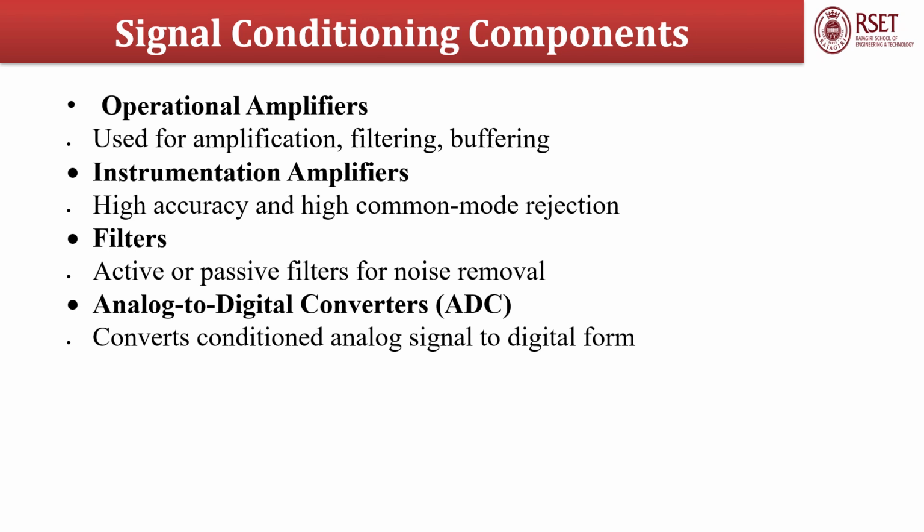Which are the different components that can be used in the signal conditioning process? We have various electronic components that can be used for this purpose. Operational amplifiers are the main important component that is used for amplification, filtering, and buffering. Instrumentation amplifiers provide high accuracy and high common mode noise rejection. Filters can be active or passive and are used to remove noise. Analog to digital converters convert the conditioned analog signal into digital form for processing by controllers.